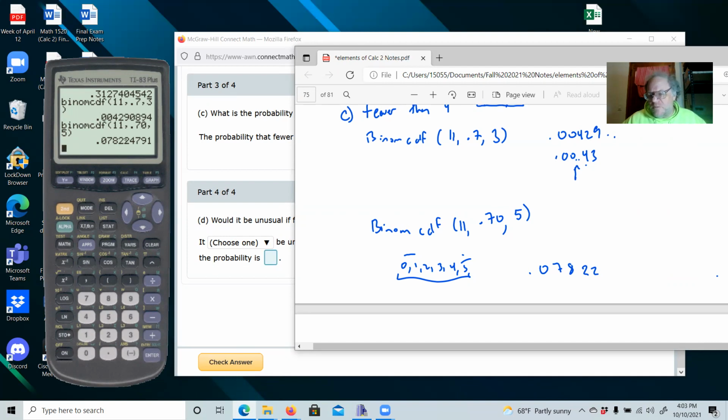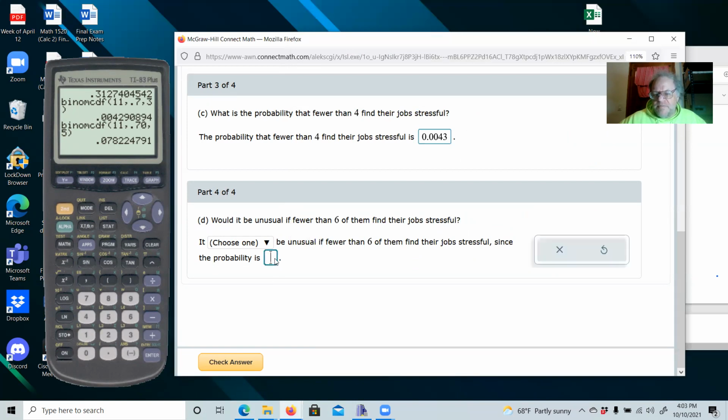0.07822, 4 decimal places right here. This 2 is not contributing, so it's 0.0782. 7%. Okay, 0.0782. Is this less than 5%? No. Not less than 5%. So it is not unusual if fewer than 6 of them found their job stressful. All right.